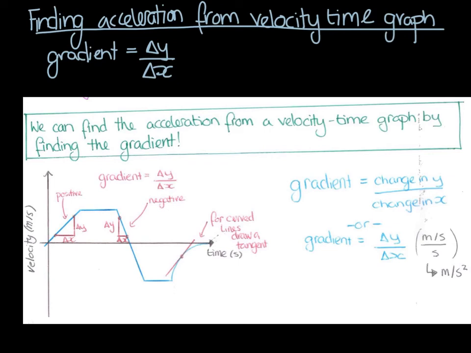A couple of things to bear in mind. This section here of the line, we know from maths, is going to have a positive gradient. The velocity is getting bigger, so we've got positive acceleration. This section of the line here has got a negative gradient, so you are going to get a negative acceleration. It is getting slower. We can also use the tangent method that we learnt from distance time graphs. So if we have a curvy line and we want to find the acceleration at one particular point, we draw a tangent to the line and then find the gradient of that line.